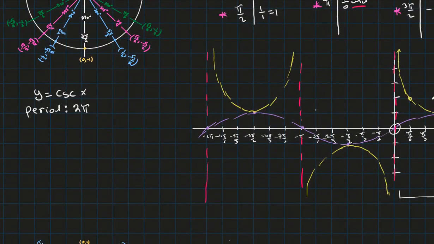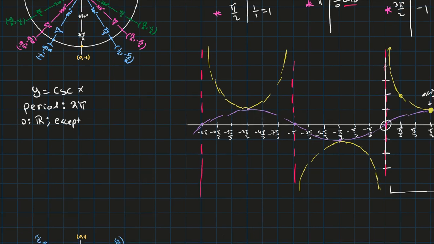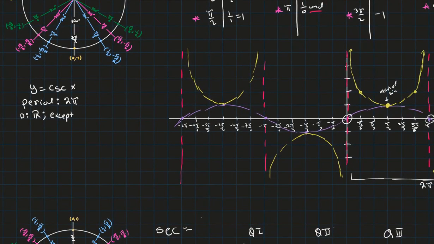All right, so domain is going to be all real numbers except multiples of pi.